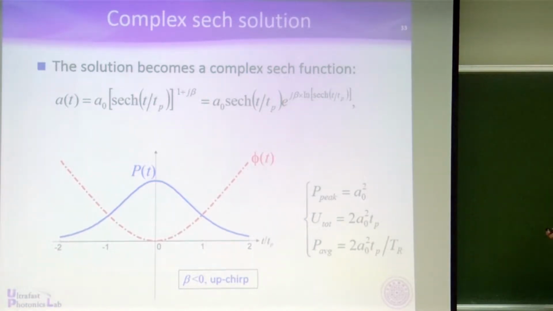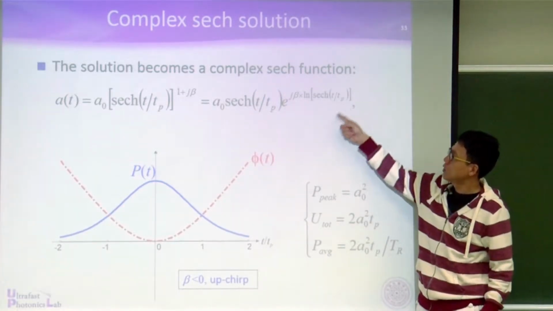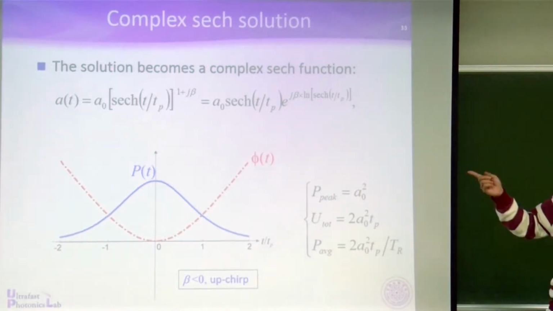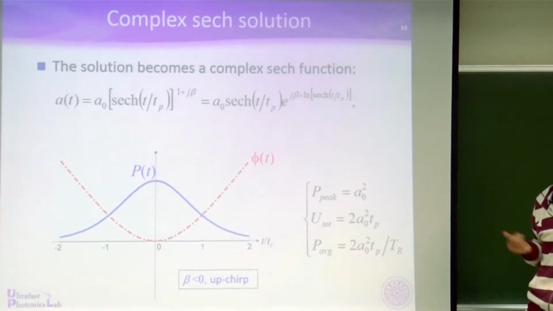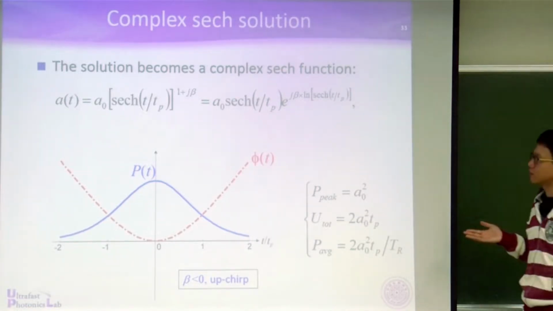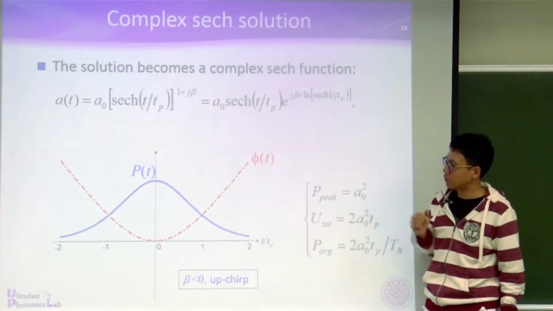How about the phase? The phase is this one, right? Beta times log of sech function. If you look at this formula, you might have no idea what the curve is, right? But if you plot it, it's not difficult. Just a red dash-dotted curve, phi of t. Pretty like a parabolic curve, right? But actually, it's not parabolic. It's determined by this formula.